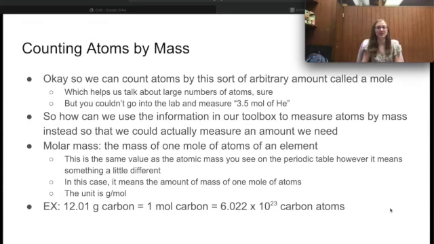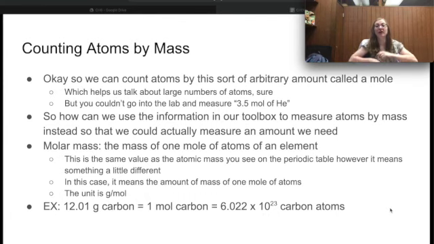So how do we do this? We are going to use the molar mass. So the molar mass relates the mass of 1 mole of atoms of that element, okay? So this is actually going to be the same value as the atomic mass you see on the periodic table. However, in this case, it means something a little bit different. Because of how we defined atomic mass, and because of how we chose to define a mole, they basically line up in this manner on the periodic table, where we can say that 1 atom of chlorine, for example, has an atomic mass of 35.45 AMU.